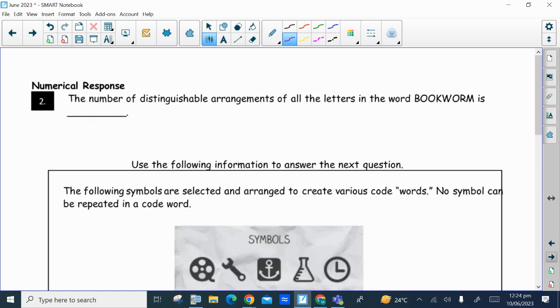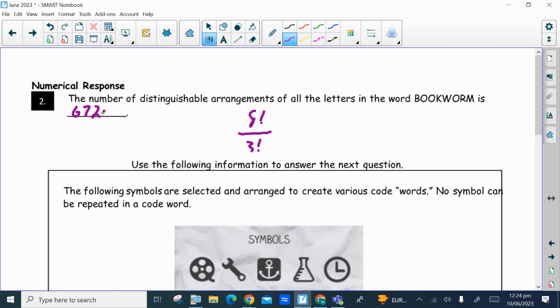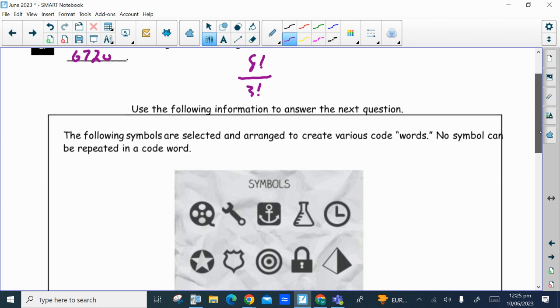This next numerical response, the number of distinguishable arrangements of all the letters in the word bookworm is what? Well, there are 8 letters there. 8 objects can be arranged in 8 factorial ways. However, there is repetition. There are 3 O's. So it'll be 8 factorial over 3 factorial, divided by 3 factorial, which is just 6. So there's the answer, 6720. So if this was a numeric response on a diploma, you'd have all 4 boxes filled left to right.